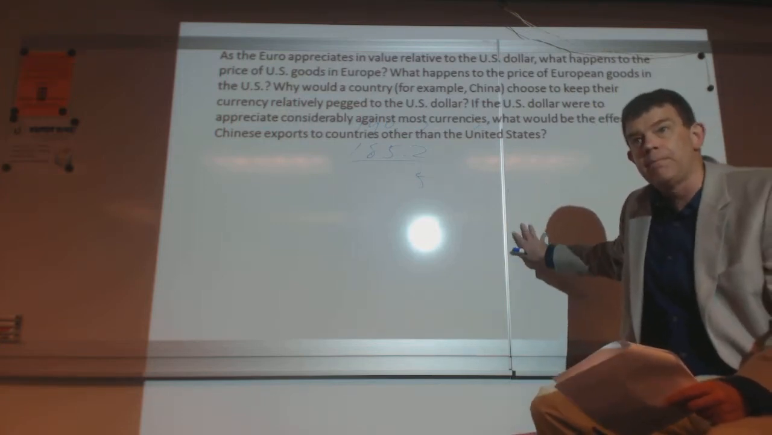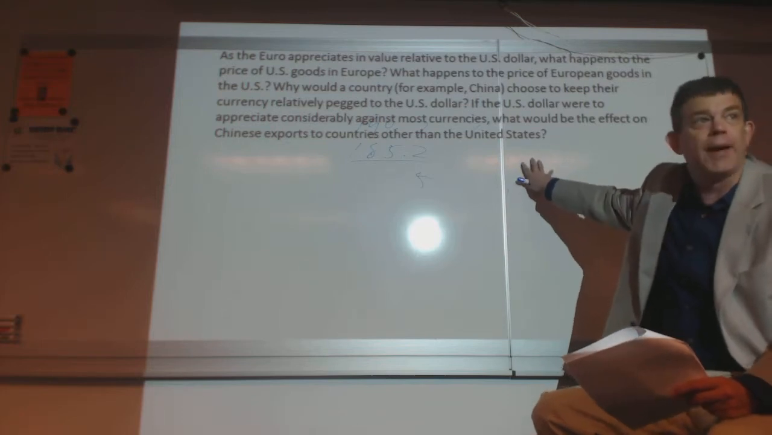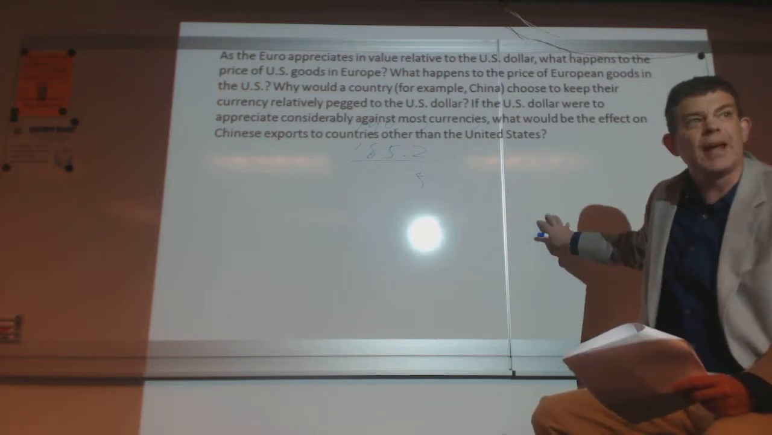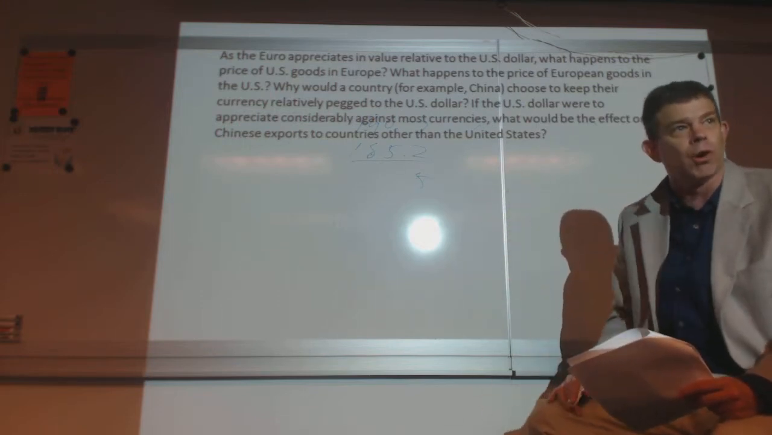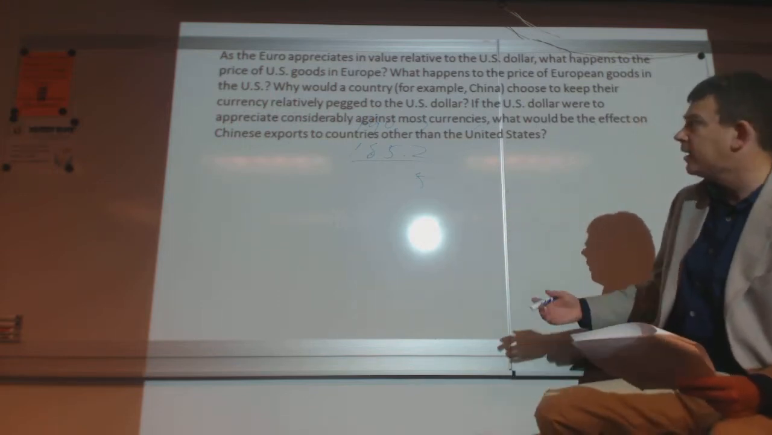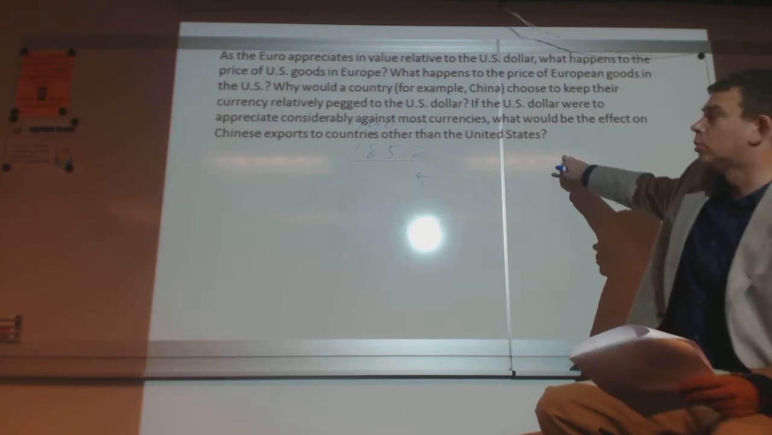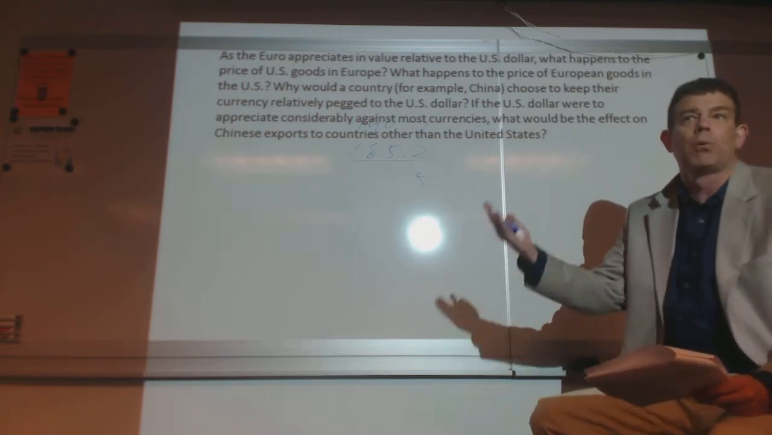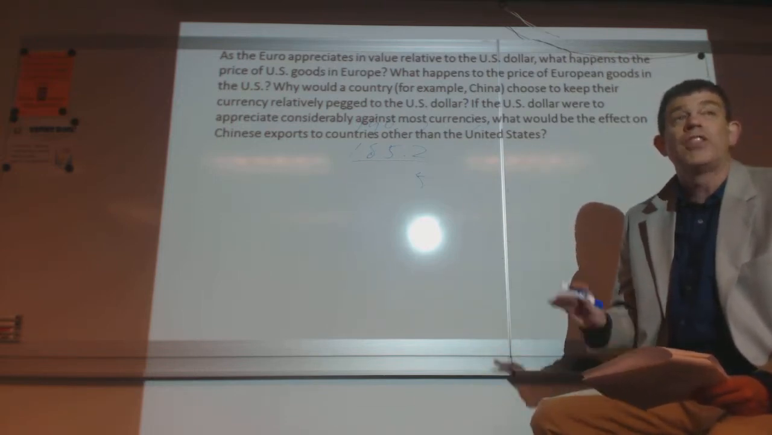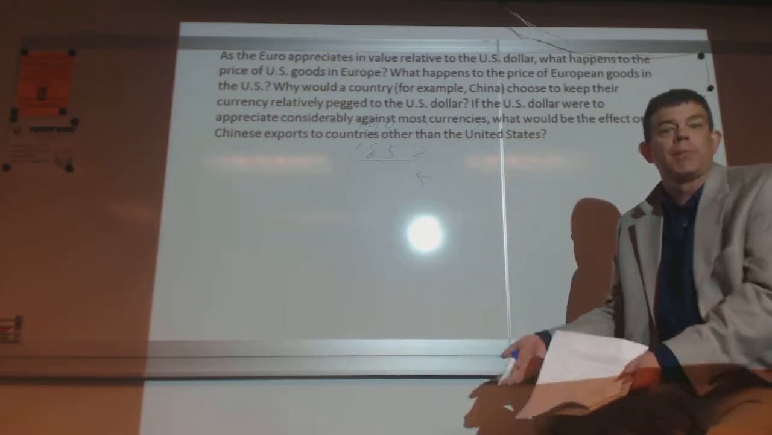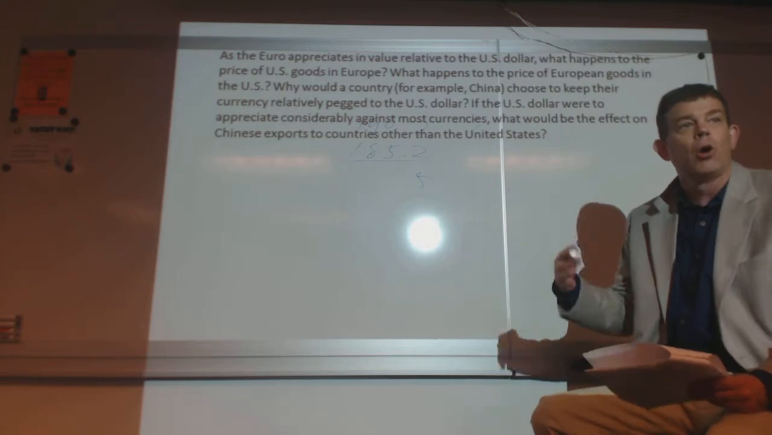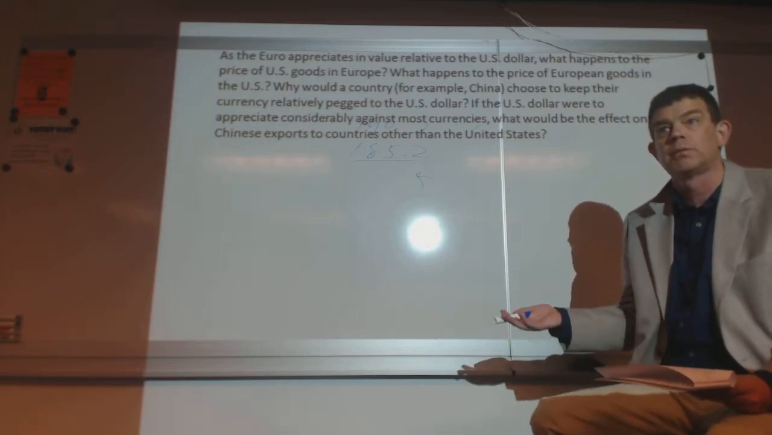Now, since China is keeping its currency pegged to the United States, is the same thing going to happen to Chinese goods being exported to Europe? Yes, absolutely. So Chinese exports to other countries, will they go up or will they go down? Well, the exports, not the price. If the price of exports goes up, people will buy less, so the total amount of exports would decrease.